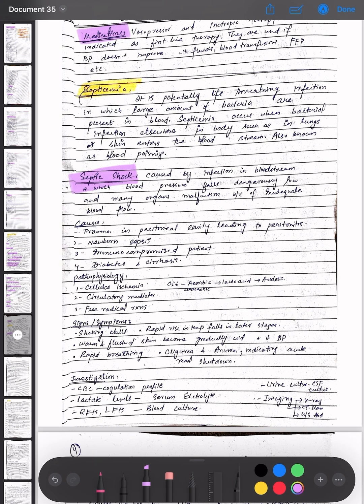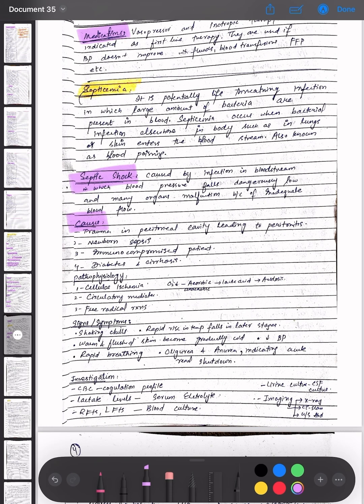What is septic shock? Septic shock is caused by infection in the bloodstream in which blood pressure falls dangerously low and many organs malfunction because of inadequate blood flow. Now, what are the causes? The causes are trauma, penetrating peritoneal injury leading to peritonitis, newborn sepsis, immunocompromised patients, diabetes, and cirrhosis. These are the common causes of septic shock.